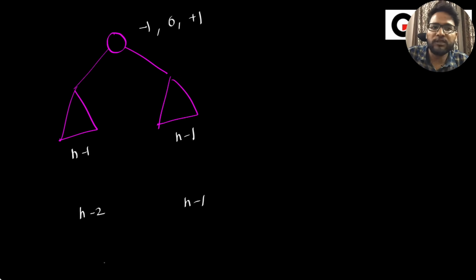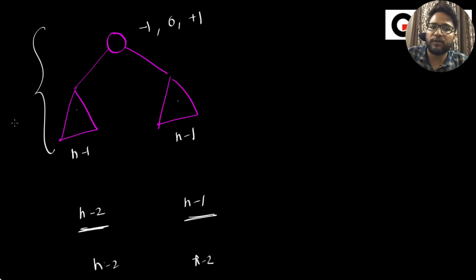So you have these two options, which means you can have equal h minus 1, h minus 1, or you can have h minus 2 in one place and h minus 1 in the other place. Can you have h minus 2 at both the places? No. If you have a height of h minus 2, then the total height will be just h minus 1. But we want the height of the tree to be h. That is why this h minus 2 is not possible.